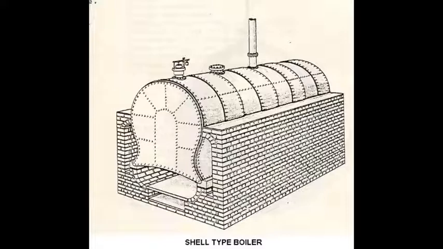During the fast industrial development, shell type boilers came up, and this type of boiler was made up of a shell where water is filled and it is heated from the bottom with some fuel, and as a result the water gets heated and saturated steam can be taken out from the top of the boiler shell.